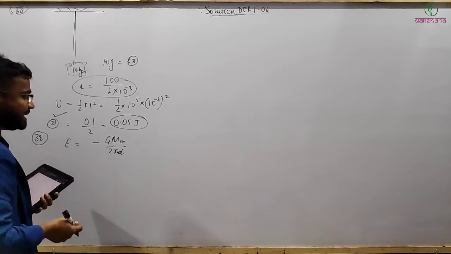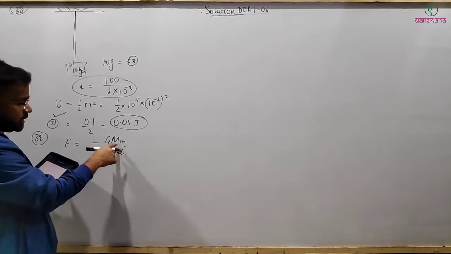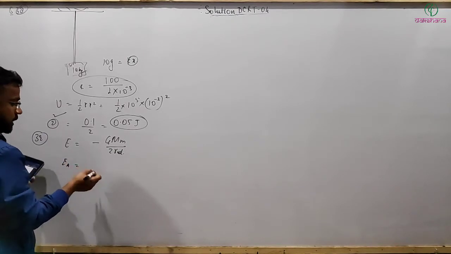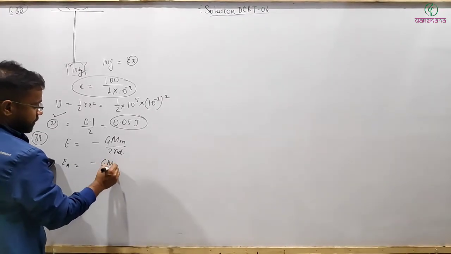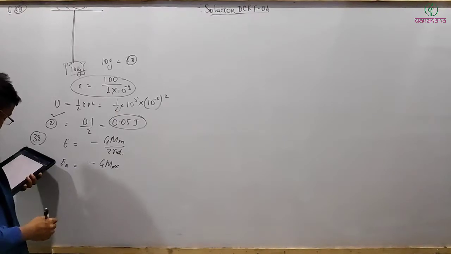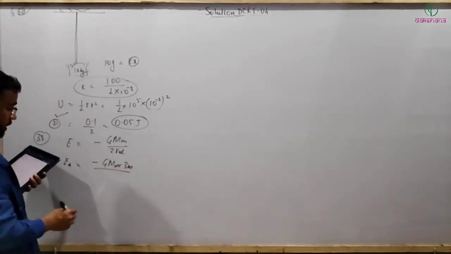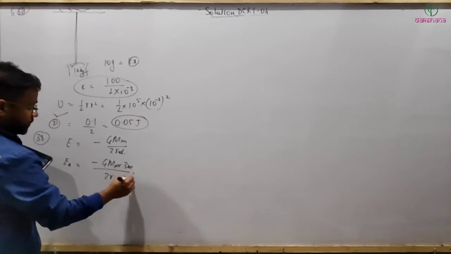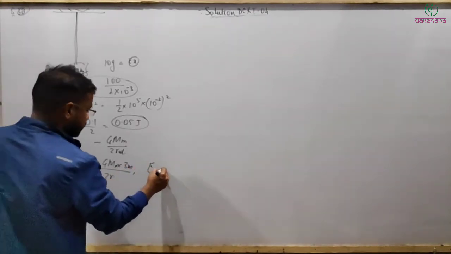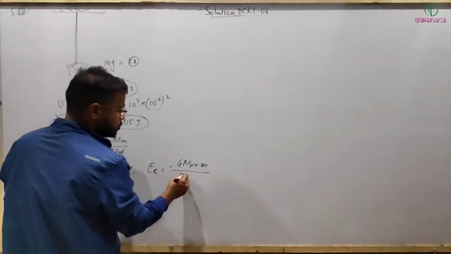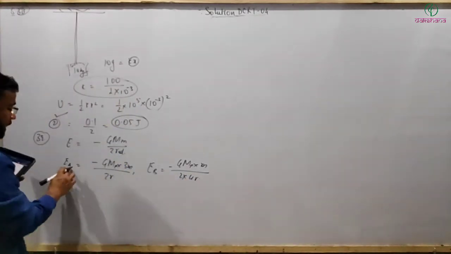Now for A, let's say this is the mass of planet, this is the mass of satellite, so I can write EA is equal to how much? Minus GM planet multiplied by satellite 3:1. So let's say its mass is 3m divided by its radius is r, so 2 into r. And EB is equal to minus G mass of planet, its mass m and radius is 4r, so 2 into 4r.